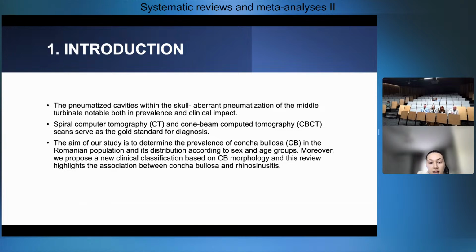The aim of our study is to determine the prevalence of concha bullosa in the Romanian population and the distribution of it according to sex and age groups. Moreover, we propose a new clinical classification based on the concha bullosa morphology, and this review highlights the association between concha bullosa and rhinosinusitis.